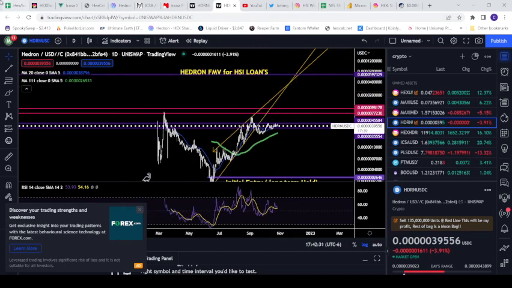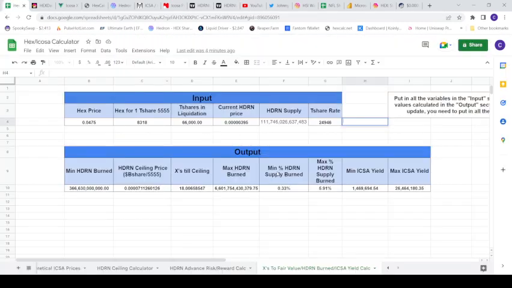But yeah, just some stuff to look at. It's getting pretty interesting. I can't wait till the auctions start. It's gonna be fun. And I will be making videos about that, looking at my HSI loan dealio, and see what that yield's gonna be doing once that starts. So yeah, it's gonna be fun, guys. But that's it for now.